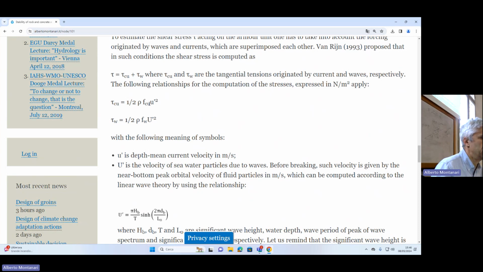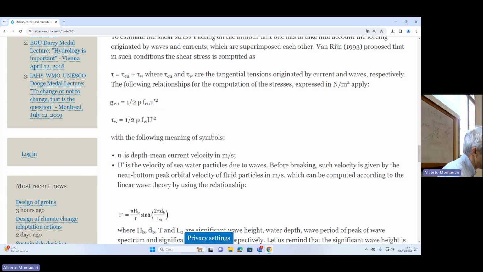So tau of currents is related to the square of the velocity of the current, which is fine. This is what I told you before. It also depends on the density of water, as I mentioned to you. And it depends also on a friction factor, an empirical factor. But the dominant variables are the square of the velocity and the density of water. Currents are simpler than waves because for currents, you have a current velocity and that's it.